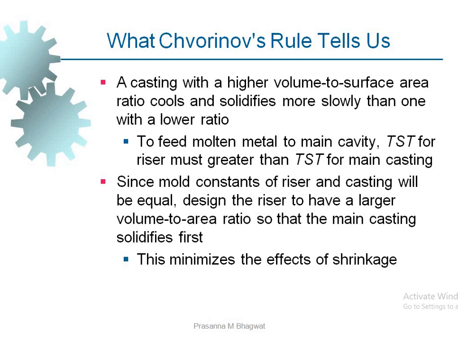That's why the solidification time for the riser must be greater than the solidification time of the main casting. Since the mold constant of riser and casting will be equal, design the riser to have a larger volume to area ratio so that the main casting solidifies first. This is another rule which Chvorinov tells us. So you have to design a riser with larger volume upon surface area so that the main casting solidifies first. This will minimize the effect of shrinkage.